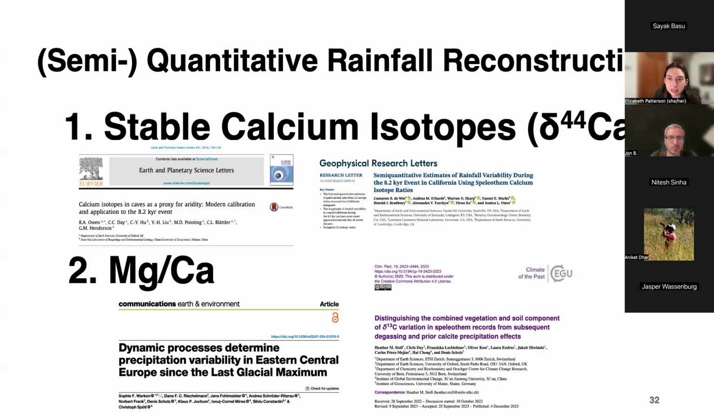So in Speleothem world, I think the community has been trying to tackle this problem for a while now, and I'm going to talk about a couple of proxies that we can use to generate what's now called semi-quantitative rainfall reconstructions. The first are calcium isotopes, which I think are a slightly newer proxy. They've been around for a bit, but not really widely measured. And then the second are magnesium calcium ratios, which are very commonly measured in Speleothem world. So two different approaches to get at this semi-quantitative approach.